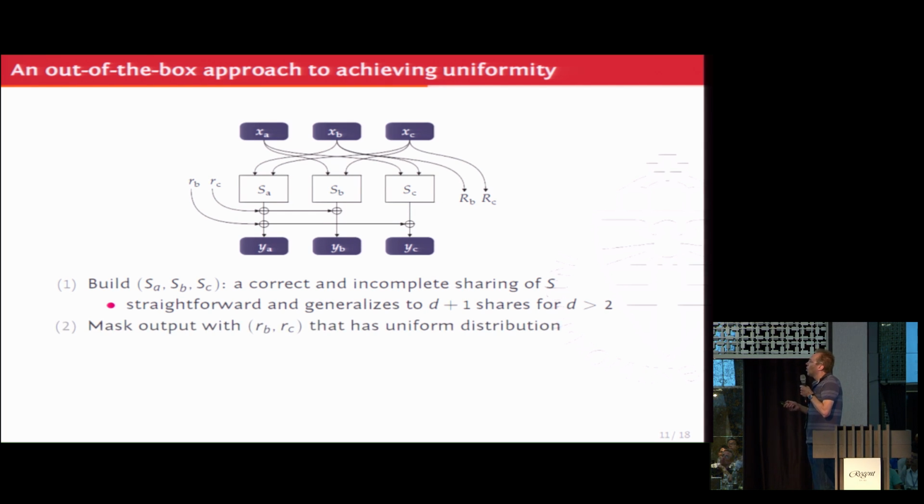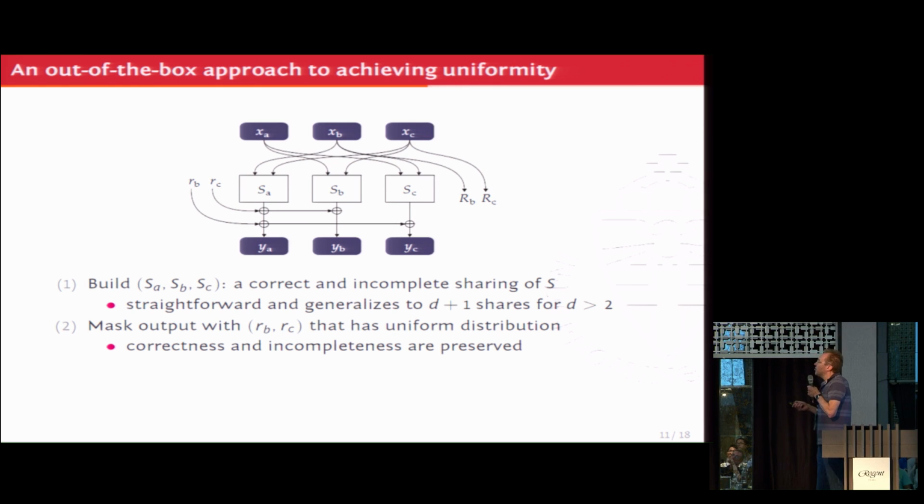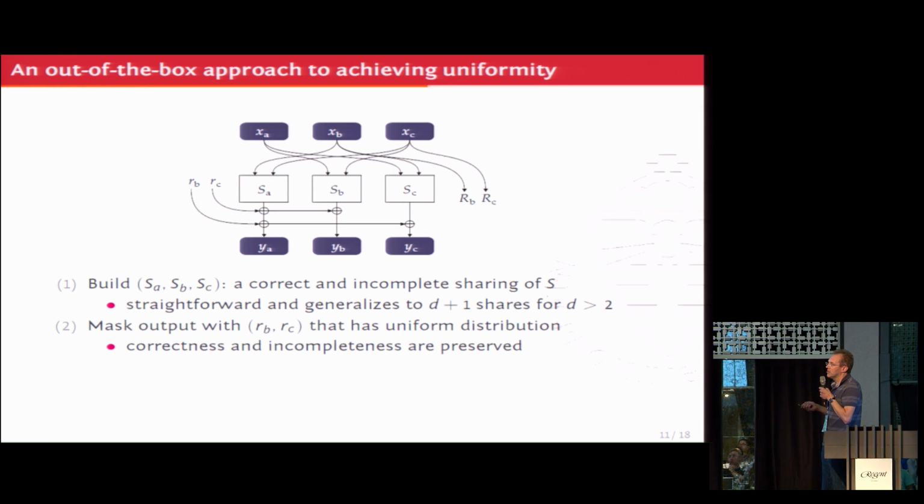Then we mask the output with 2 additional shares, which we call RB and RC, that are supposed to have a uniform distribution. It's a kind of fresh mask we get from somewhere. You see that RC is added to share A and share B, and RB is added to share A and share C. First of all, it does not affect correctness, because if we take the sum of these 3, these cancel out, because we add them in 2 places, right?